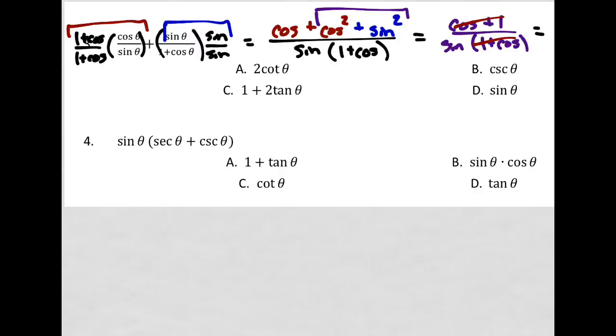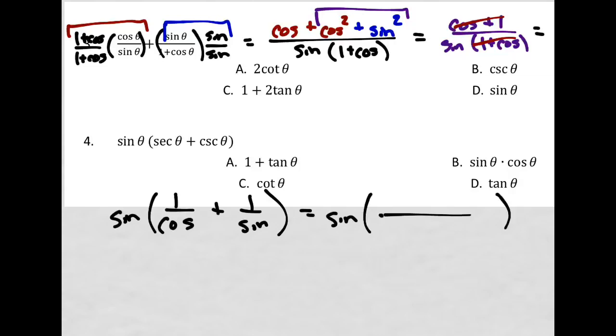Okay, all right, number 4, we don't have fractions that we can put together, but one of the other methods we talked about was let's turn everything into sine or cosine, and then simplify and work from there. So we already have a sine theta on the outside. Secant is going to be 1 over cosine. Cosecant is 1 over sine.